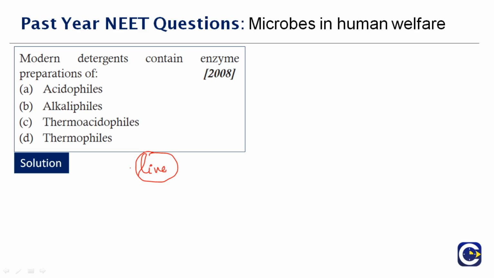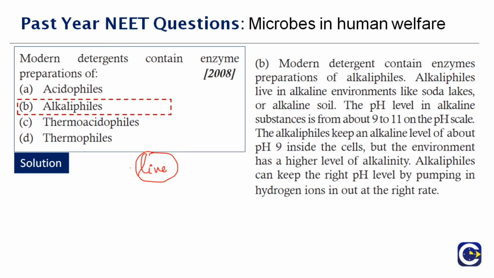Okay, so you have a lot of detergents which come with different enzymes, based on which the dirt from the clothes goes. So in the current era, modern detergents contain enzyme preparations of alkaliphiles. The correct answer is option B.